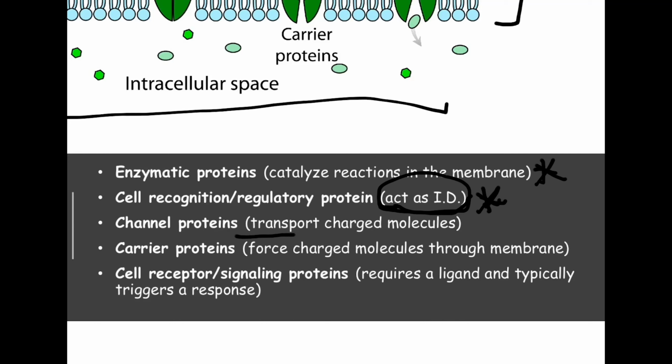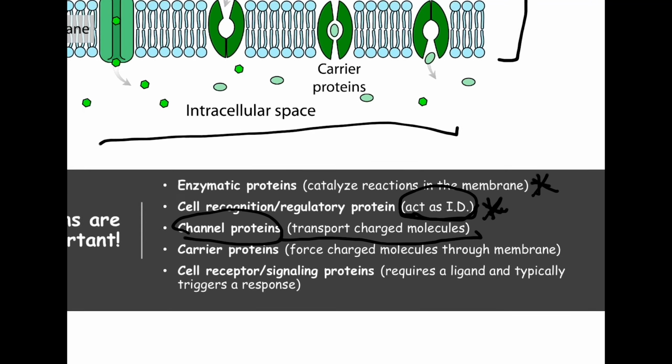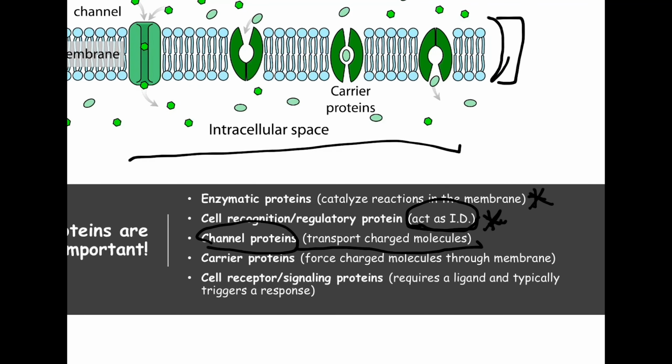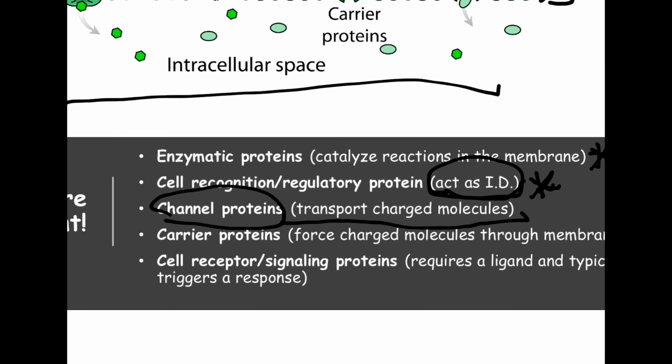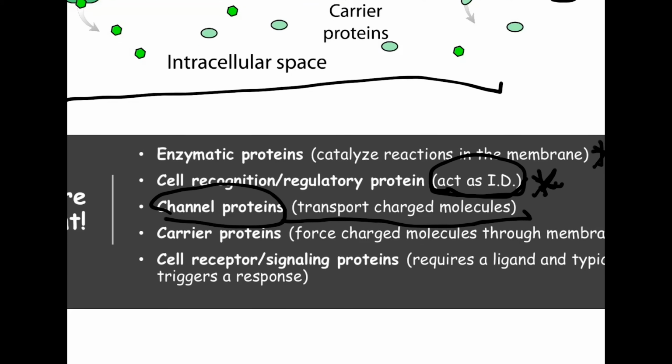The next one are transport proteins for charged molecules that can pass through, and those are called channel proteins. Let's say you have a molecule that's charged that needs to go through. It's not going to go through the phospholipid bilayer because the phospholipid bilayer has its own charge. So it has to be brought through, and typically you have channel proteins that will allow that.